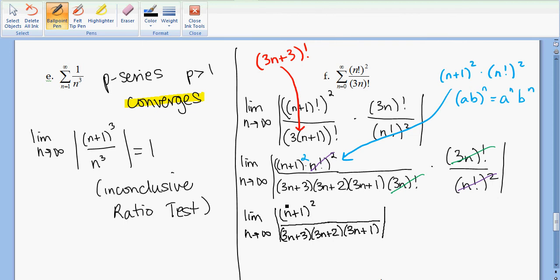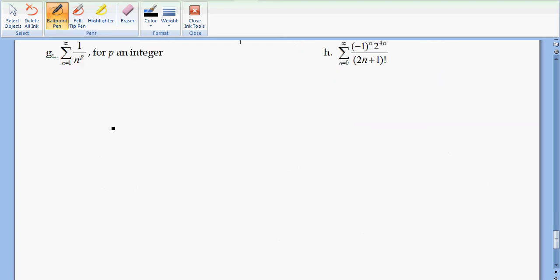And so when we simplify, in the numerator we have a second degree polynomial, in the denominator we have a third degree polynomial, so hopefully you realize that that means that this limit will actually just go to 0. And so our series converges by the ratio test. Again, if there's anything I did there that you don't understand, make sure you pause the video or rewind it and look at it again to make sure you get it.